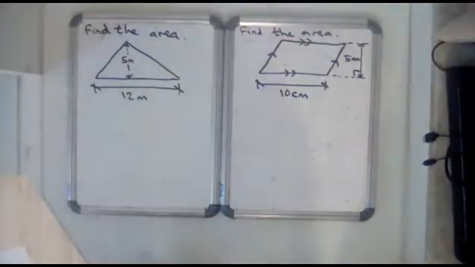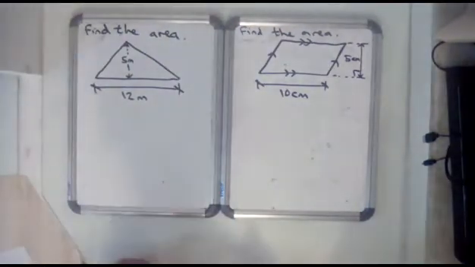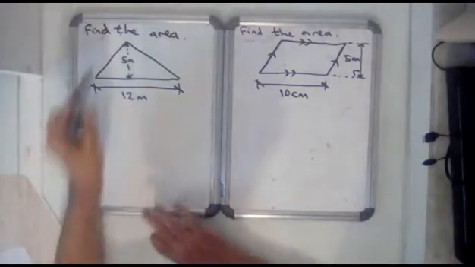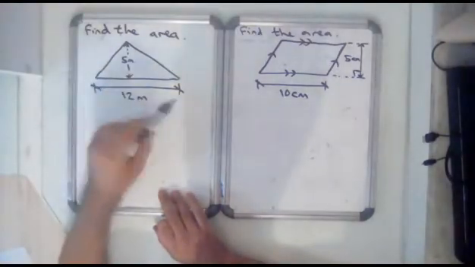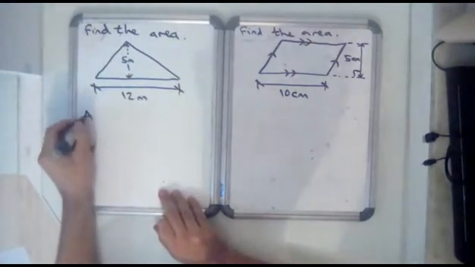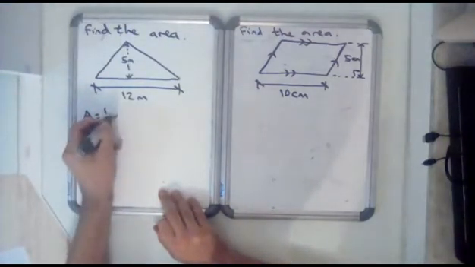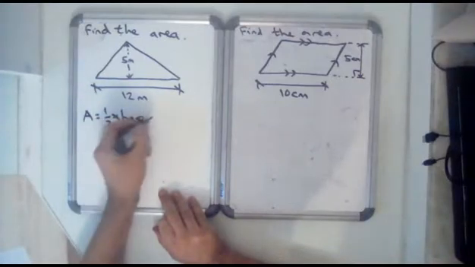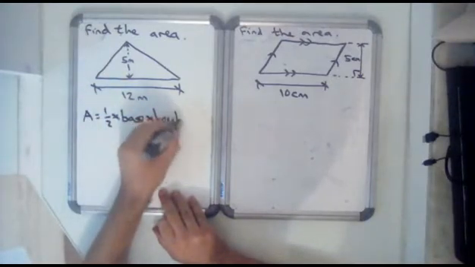Right, here are 3 examples of finding the area of simple plane shapes. So the first one here, find the area. You've got a triangle. The area of a triangle: area equals a half times base times height.